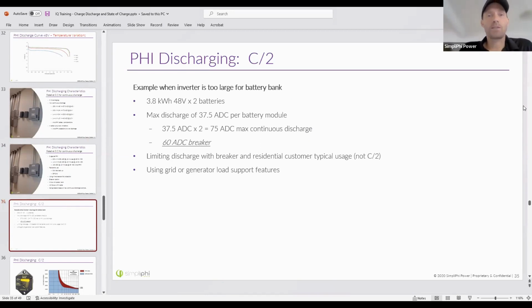As an example, a max discharge rate of 37.5 amps DC per battery module means that we could get a maximum continuous discharge of 75 amps DC with 2 5 batteries. We would recommend a 60 amp breaker for this. Let's talk a little bit about why. Let me get into why on the breakers.